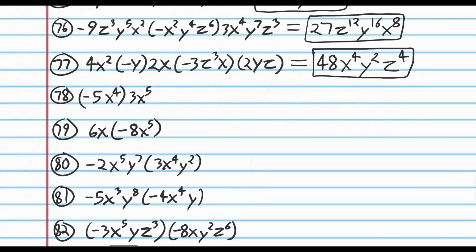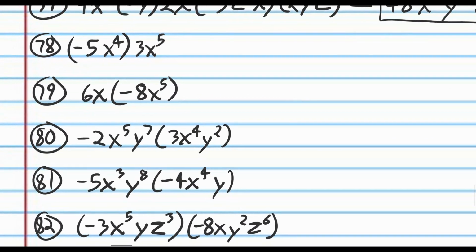All right, so now it's time for you to try some problems. We'll start with some easier ones. Again, we're just multiplying. So why don't you try numbers 78 and 79, and when you come back, we'll do those together.